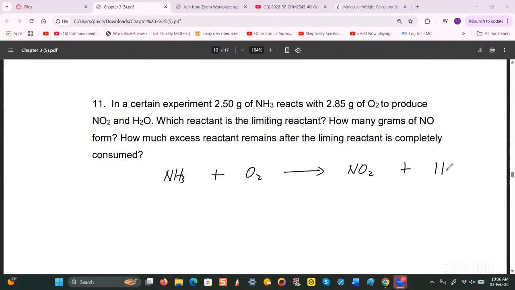And then we have to balance it. So how would you go about balancing this equation? So it would be 2 NH3 plus 2 O2 equals 2 NO2 and 3 H2O. Okay, not quite. Sorry, not quite.